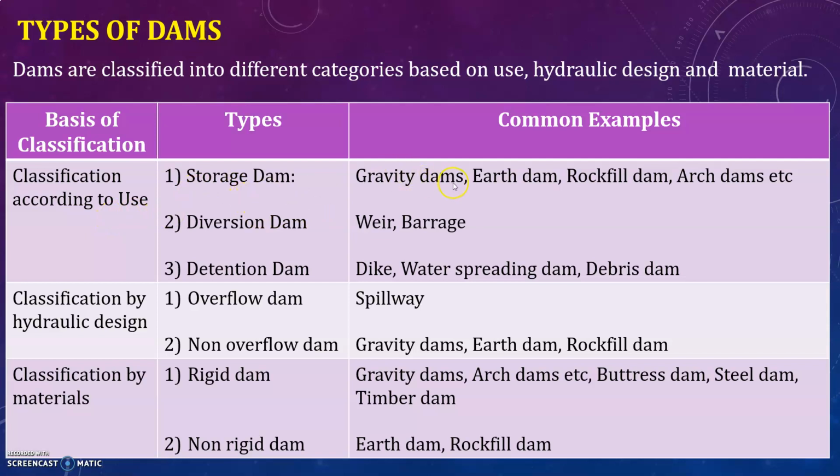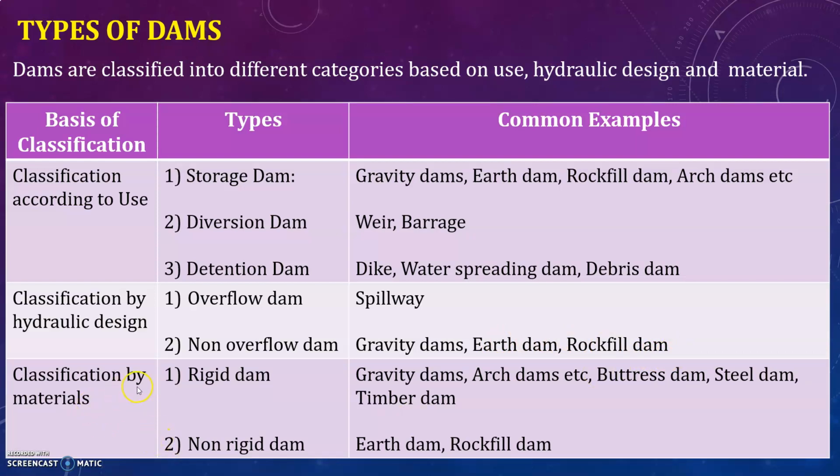For the storage dam, the examples are gravity dams, earth dams, rockfill dams, arch dams, etc. And diversion dam, that is weir and barrage. The detention dam, dike, water spreading dam, debris dam. This comes under the dams which are classified according to use. The second classification is by hydraulic design. There are two types. The first one is overflow dam, for example spillway. The second one is non-overflow dam. Gravity dams, earth dams, rockfill dams are the examples for this type of dam.